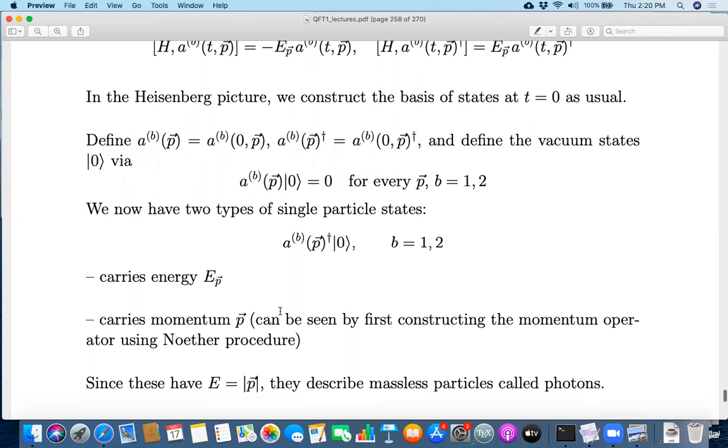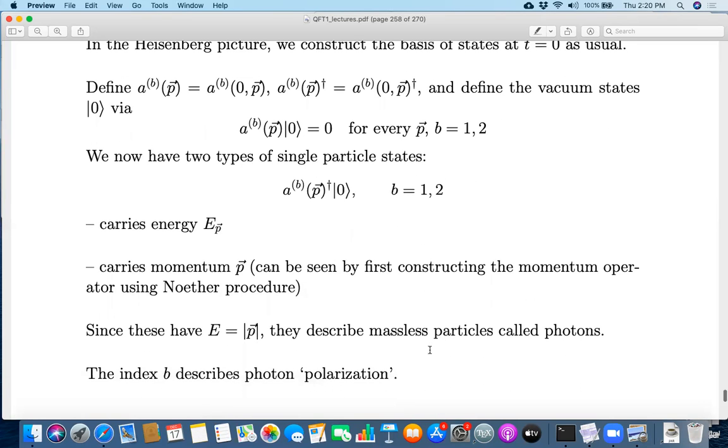So once you have identified E_p as the energy and p as the momentum, then you see that the relation E_p = |p| basically tells us that these are describing massless particles. So what this is saying is that there are two different kinds of massless particles in this theory. These two different massless particles are both called photons, and the index b basically describes the photon polarization.